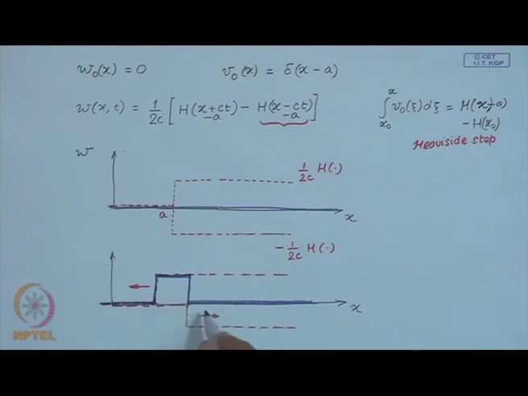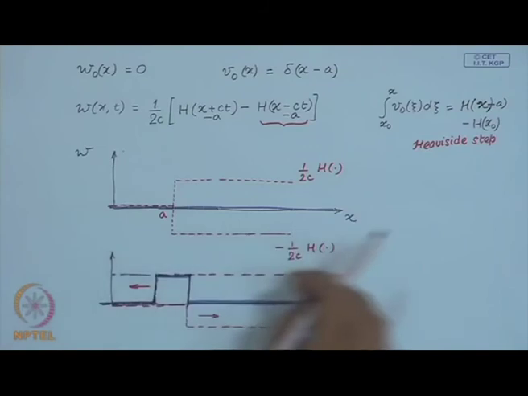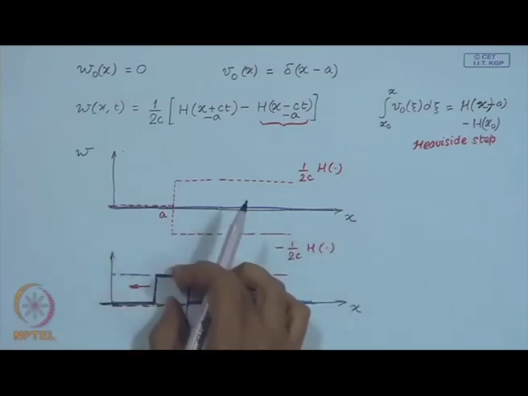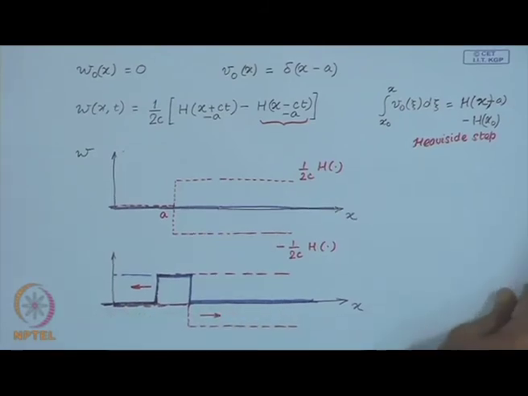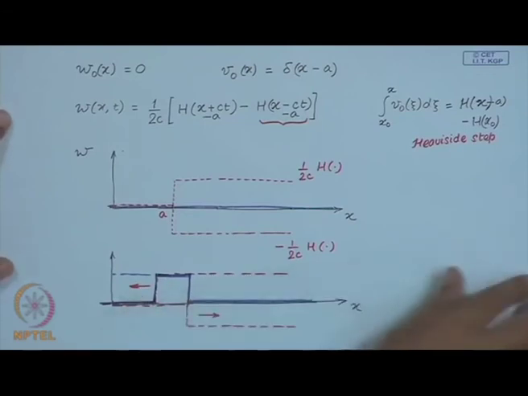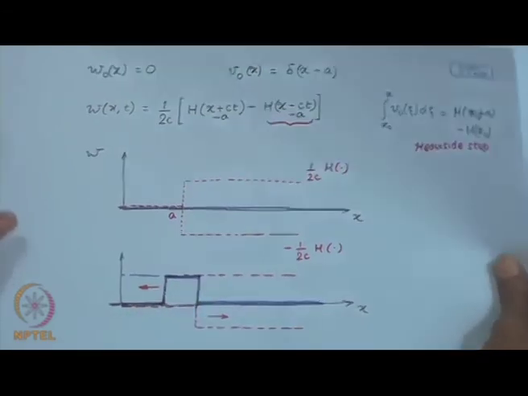And you can see that as time progresses, the string is going to take up a constant deflection, which is given by the height of this. So, this happens to be 1 over 2 c. So, this tells us about what happens when we have an initial velocity condition.